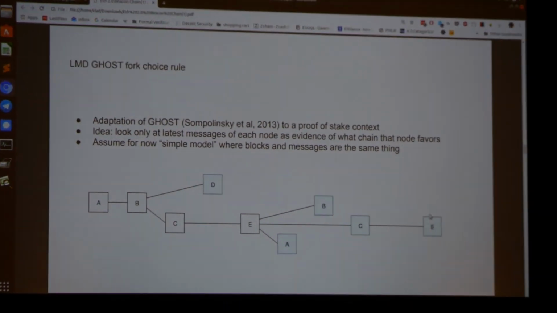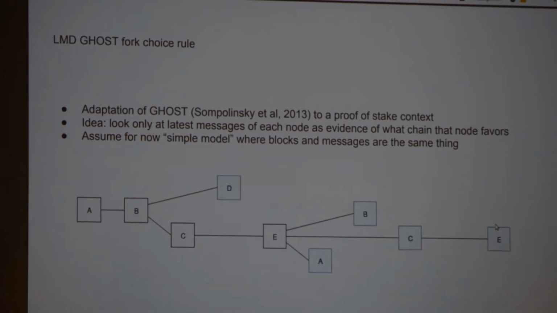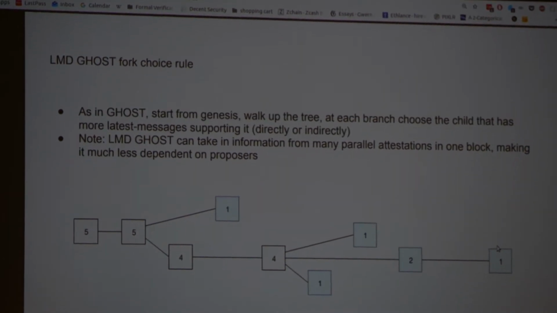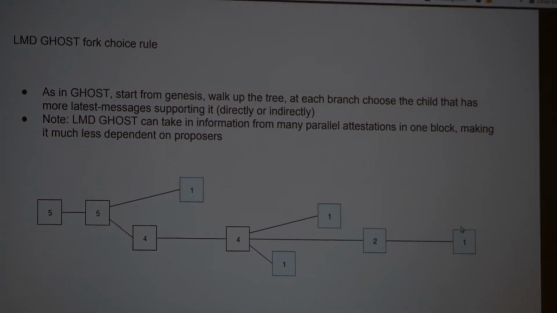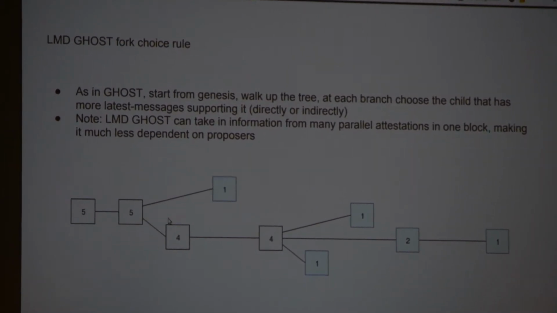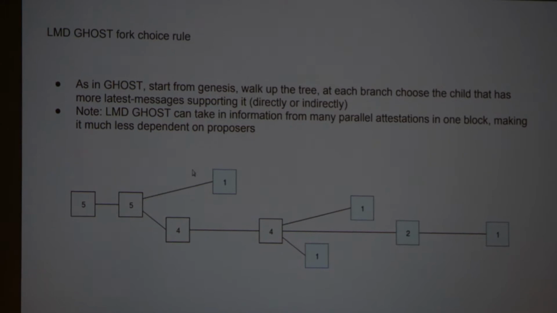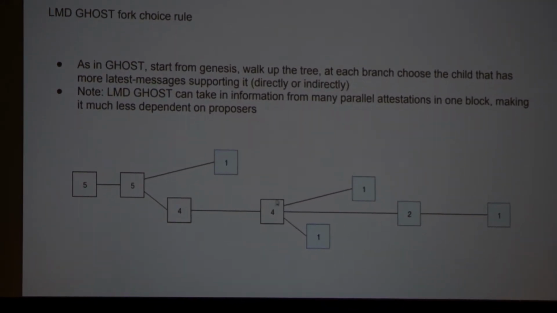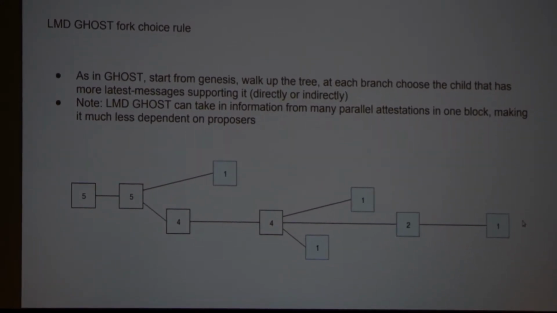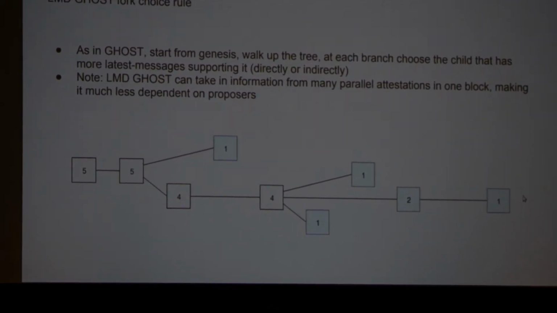So, LMD Ghost fork choice. The latest message-driven greedy heaviest observed subtree fork choice rule is an adaptation to a proof-of-stake context of Ghost, which was proposed by Yonatan Sompolinsky and Aviv Zohar in 2013. The idea of Ghost is a fork choice rule that says, if you want to figure out which block is the head of the chain, you start at the beginning, and if there's only one child, you go to the child, but if there's a choice between 2 children, you go to the child that has more messages supporting it. Here 1 message supports it, here 4, and then you go up to the next fork, where there are 3 choices, this one has 2, and you go here, and you keep going until you find the head.